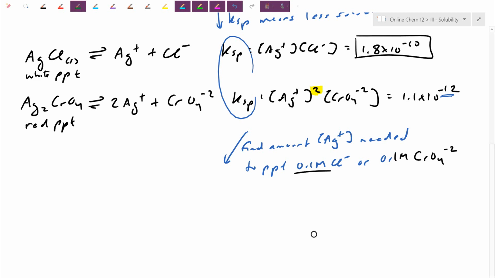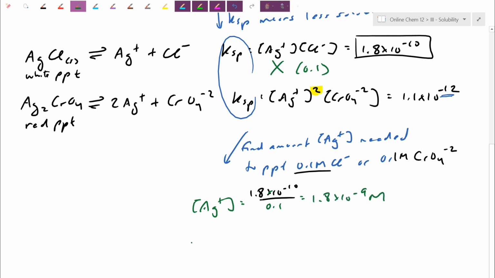Okay, so let's just rearrange it here. I'm interested in finding the amount of silver I would need. I just randomly gave you a 0.1 for the chloride. That could have been any number. And so therefore, the amount of silver that I would need to precipitate out as AgCl first is going to be my first number, 1.8 times 10 to the negative 10 divided by 0.1. Right, so I do that division there. 1.8 e negative 10 divided by 0.1 gives me here 1.8 times 10 to the negative 9.